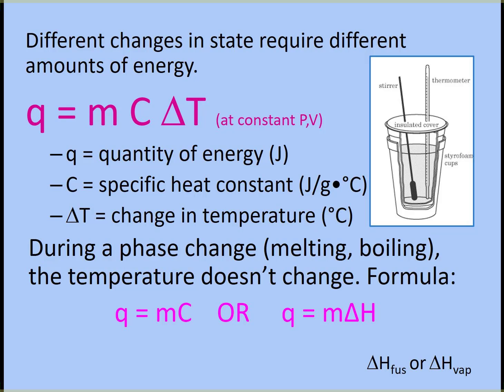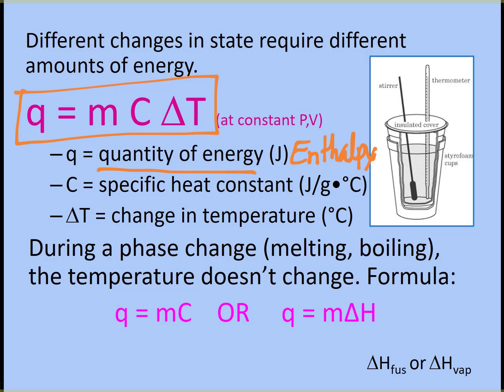The formula to figure out how much energy is required to go through these different states of matter, and in this example, we're going to be using water the whole time, but you really could use any other substance, is this formula. Q equals mc delta T. So Q is the quantity of energy. It's also called the enthalpy, and it is measured in joules. That C is the specific heat constant. And the delta T, that is a change in temperature. So for delta T, you always do the final temperature minus the initial temperature.